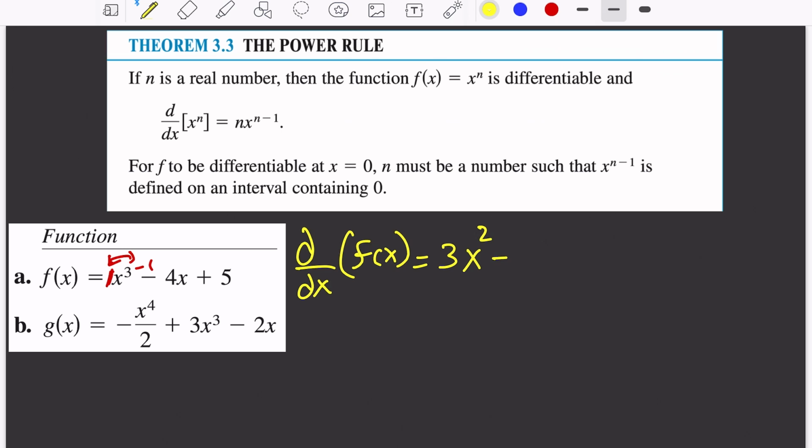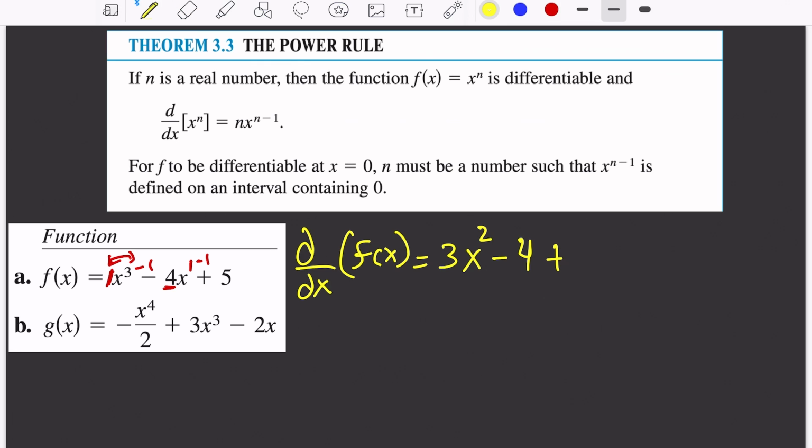Moving on, minus. We have our leading coefficient, which is a 4. The power is a 1, so we get 4x, and then we need to subtract 1 from it. So we get x to the 0. But x to the 0 is simply 1, and 1 times 4 is simply 4. So I'm going to erase that, I don't need that, so I only get 4.